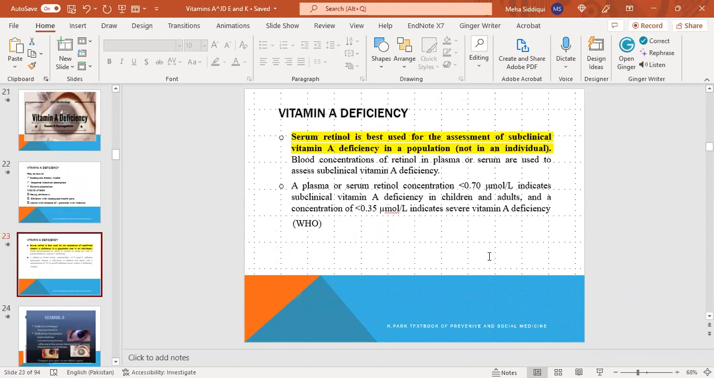Vitamin A deficiency. Serum retinol is best used for the assessment of subclinical vitamin A deficiency in a population, not in an individual. So blood concentration of serum retinol is used to assess subclinical vitamin A deficiency. A plasma or serum retinol concentration of less than 0.70 micromole per liter indicates subclinical vitamin A deficiency in children and adults, and a concentration of less than 0.35 micromole per liter indicates severe vitamin A deficiency.